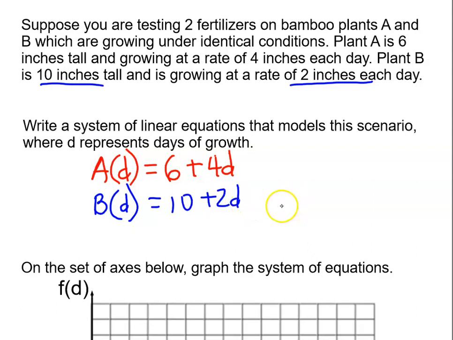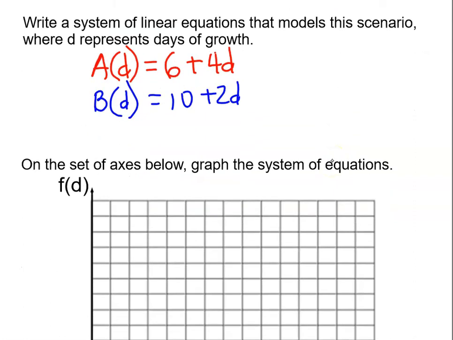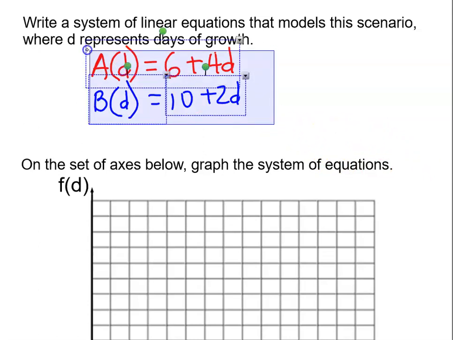I know it's not a y equals mx plus b sentence, but it still makes sense in the context of this question, and it fulfills the requirement of using the letter D. All right, the next part says, on the set of axes below, graph the systems of equations. Well, they're already in slope-intercept form, so all I really need to do is fill out my scale here. So I'm going to copy these here.